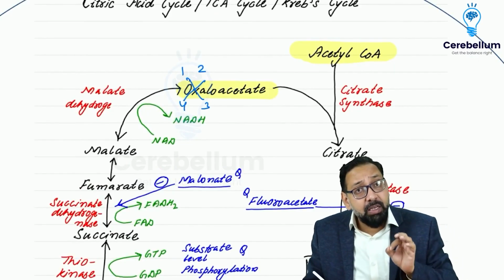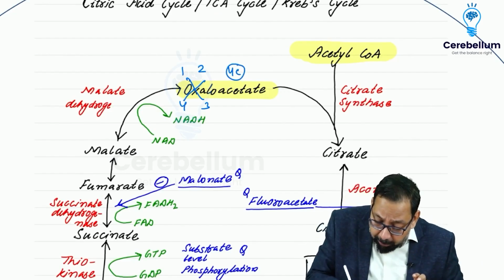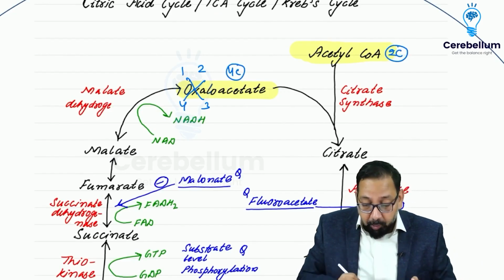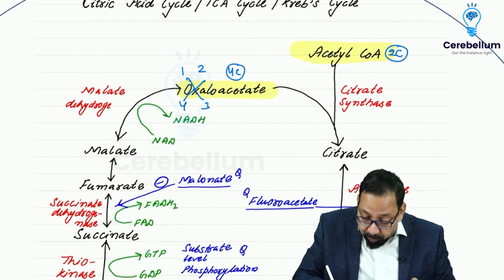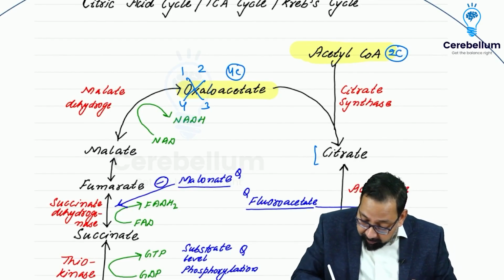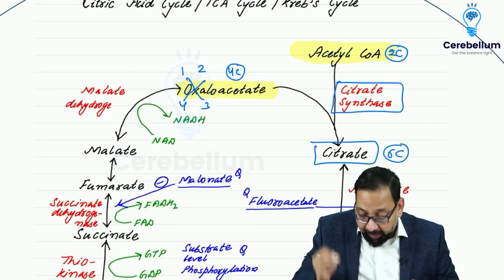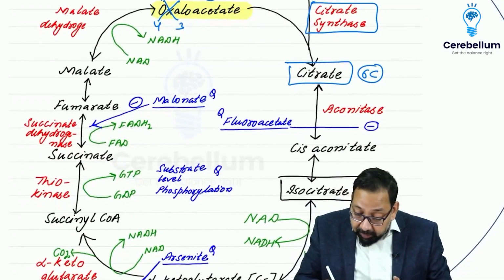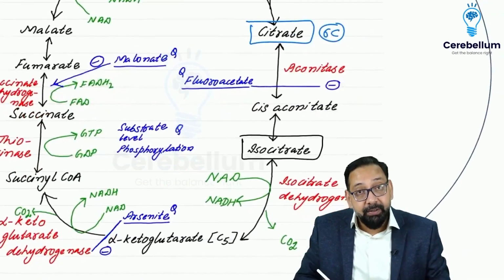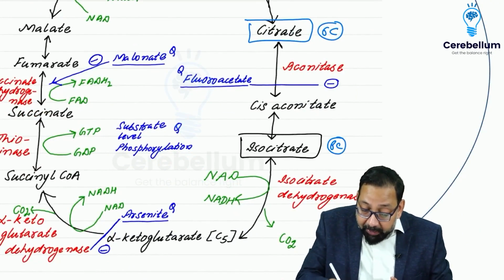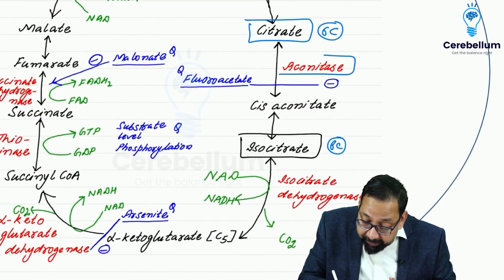Sometimes I remember it like this: 4 carbon. So a 4 carbon compound binds with a 2 carbon compound, acetyl coenzyme A, to form citrate, having 6 carbon. Citrate synthase is the enzyme. Now this citrate is converted to isocitrate, 6 carbon, by the enzyme aconitase.